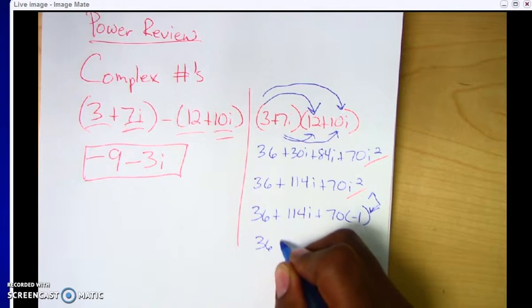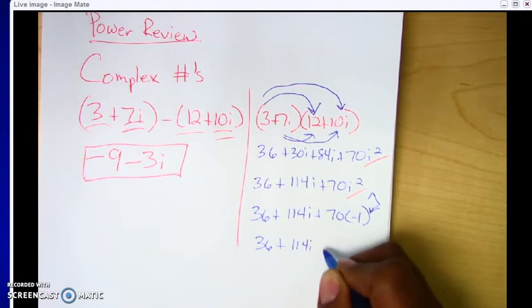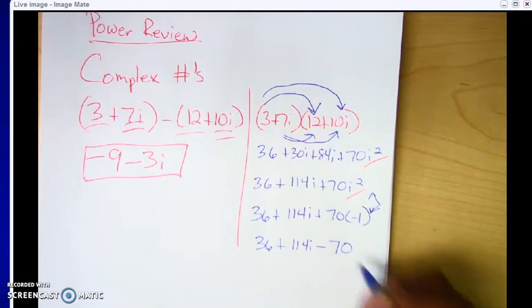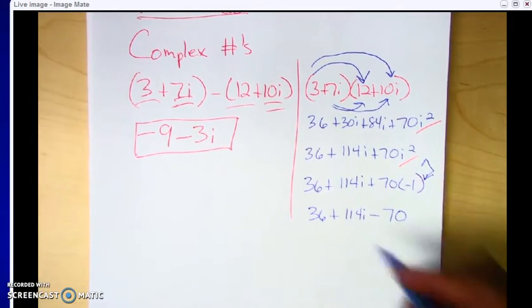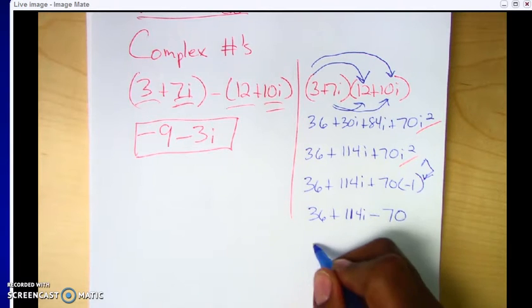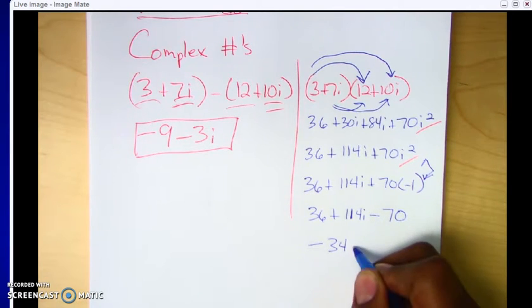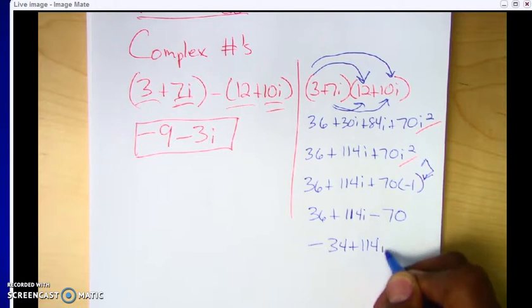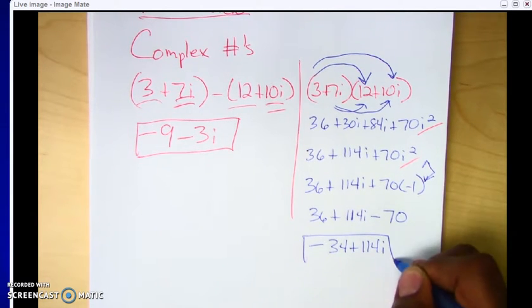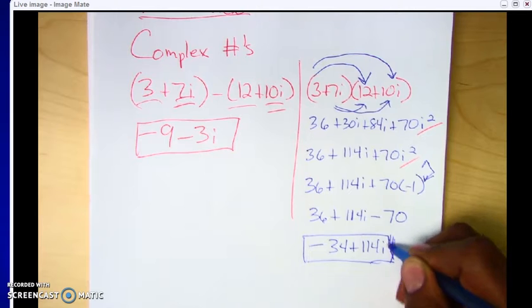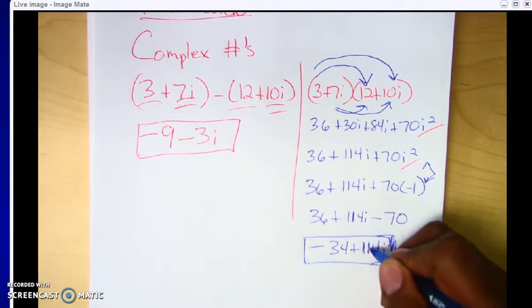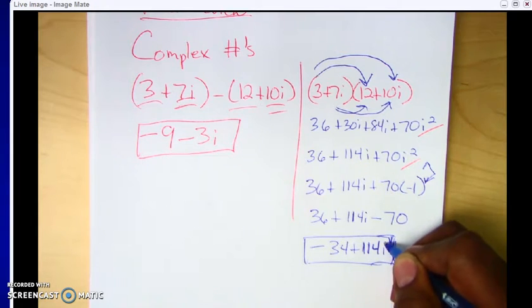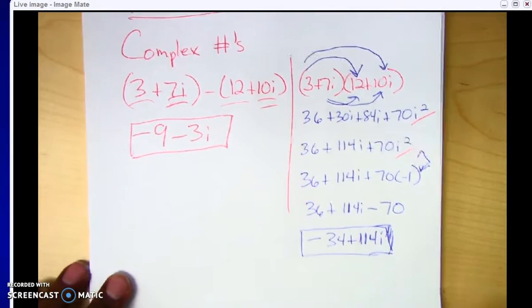Continuing on with the problem, you get 36 plus 114i subtract 70 at this point. Right there, subtract 70. Final answer is going to be negative 34 plus 114i. Completely different process because it's a completely different problem. Any questions on that? All right, continuing on with complex numbers, I want to talk about this type problem here.